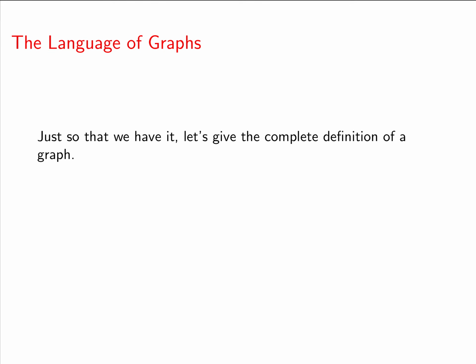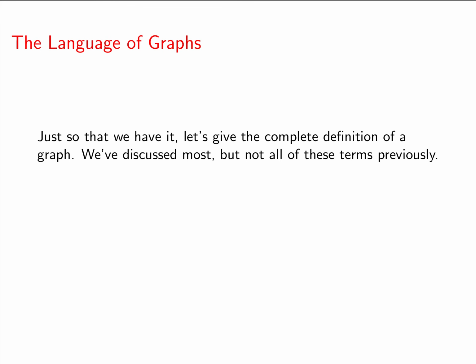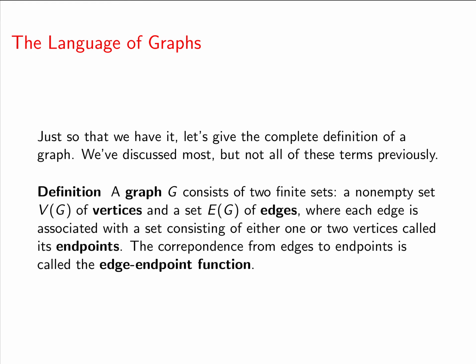All right, just so that we have it, let's give a complete and formal definition of a graph. We've discussed most of the terms that we'll talk about here, but not all of them. So a graph G consists of two finite sets, a non-empty set V of vertices and a set E of edges, where each edge is associated with a set consisting of either one or two vertices, called its endpoints. The correspondence from edges to endpoints is called the edge-endpoint function.